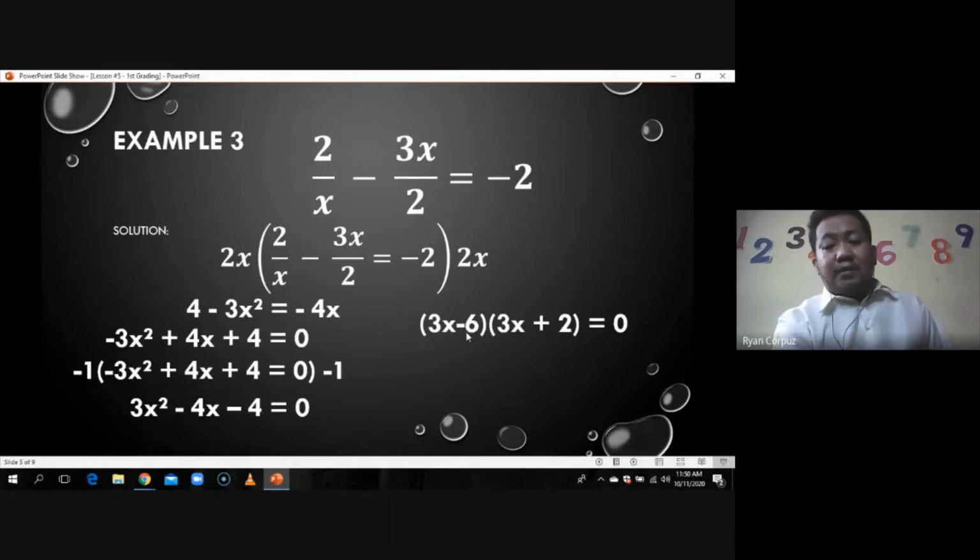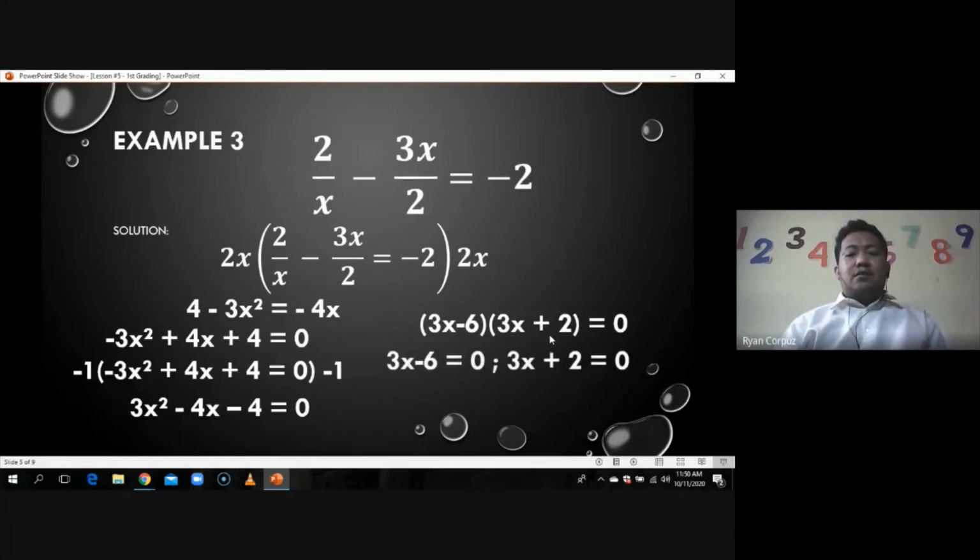Ito pwede pa nating masimplify. Since ang goal naman natin is ma-solve yung answer to a given quadratic equation, pwede na nating hindi i-simplify yun. Right away, let's apply zero product property. So we have to separate both factors and equate each to 0. From here, we are going to move the constant term to the right side of the equation. Move negative 6 to the right, and dito, move yung 2 to the right side. Pag minove yung negative 6, magiging positive 6 dito. Pag minove yung positive 2, magiging negative 2 sa kabila.